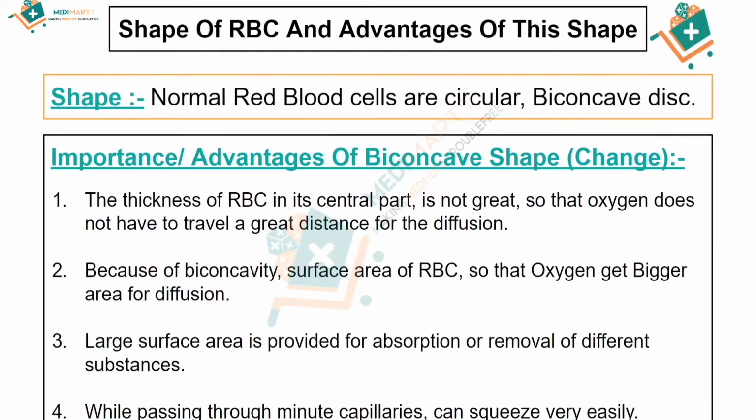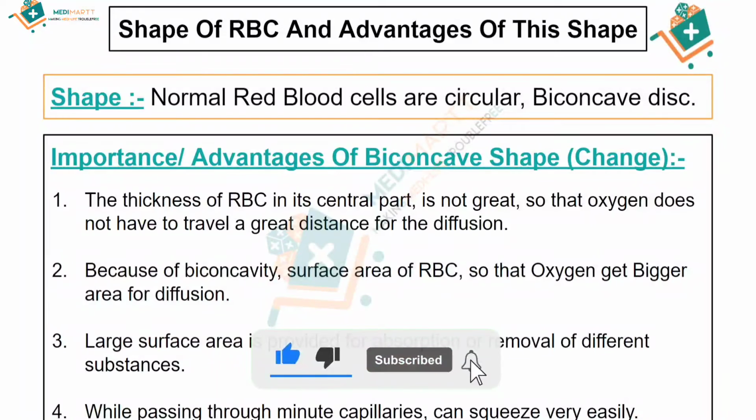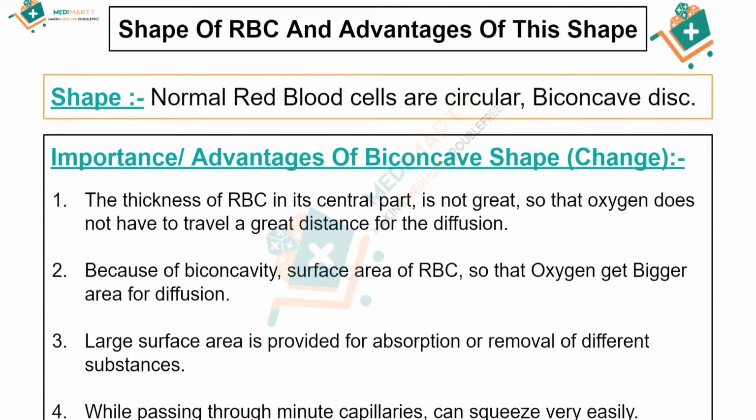Because of the biconcavity, the surface area of the RBC is increased, so that oxygen gets a bigger area for diffusion. These are things that are not very important, just remember this for now.